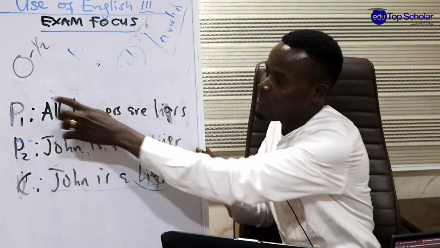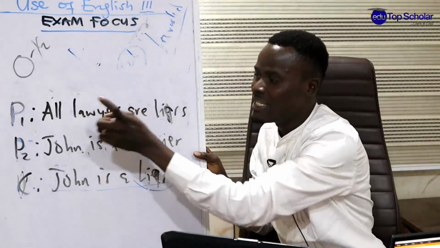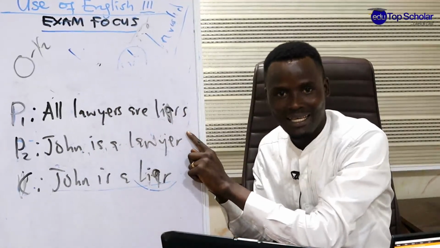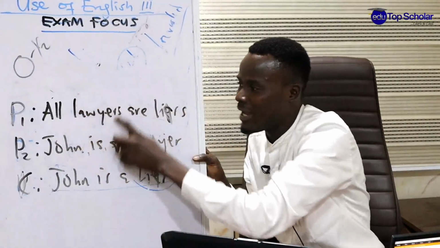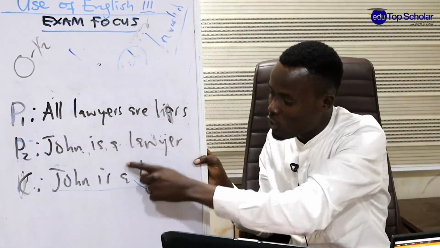Now, John is part of lawyers. So if all lawyers are liars and John is a lawyer, therefore John must lie, because we are saying any lawyer you see is a liar. And John is part of the lawyers. Therefore, John is a liar.